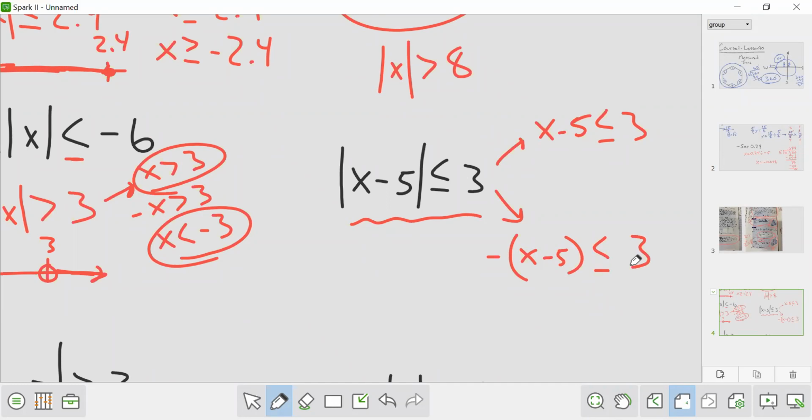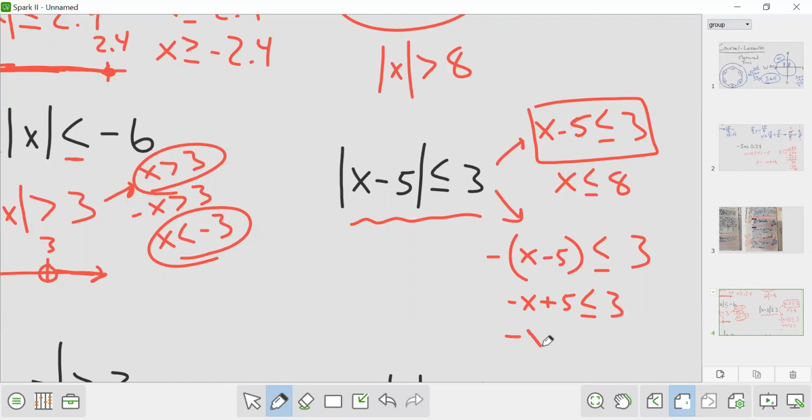All right. Now this one's easy. If I add 5 to each side, I have x is less than or equal to 8. But the next scenario is a little different. I have to apply that negative sign to both the x and the negative 5. So now I have the opposite of x plus 5 is less than or equal to 3. Negative x is less than or equal to a negative 2, because I have to subtract 5 from each side.